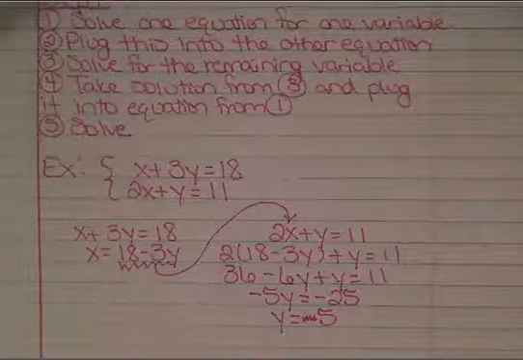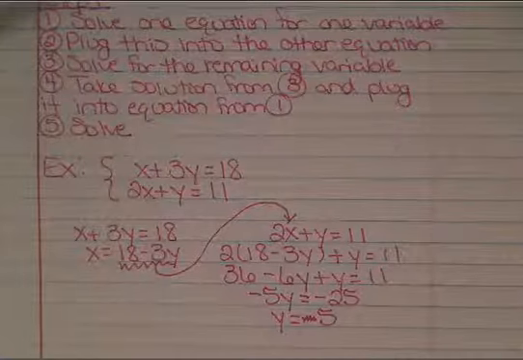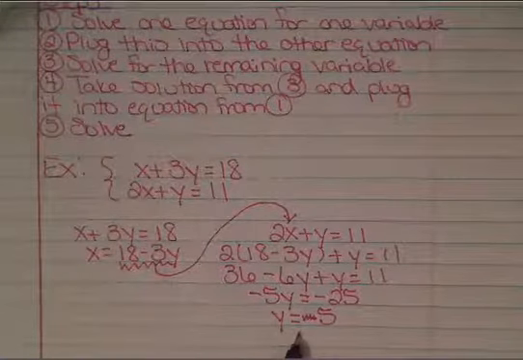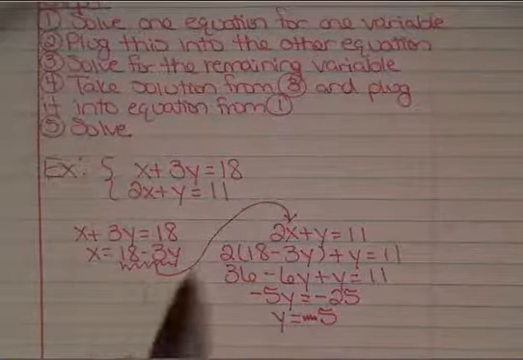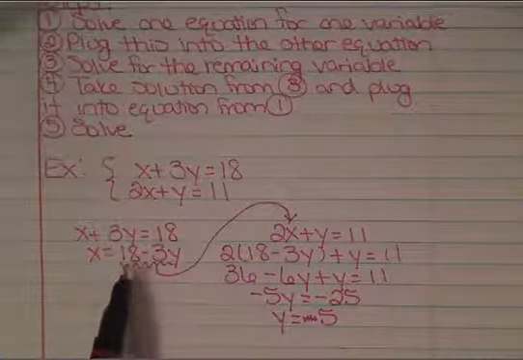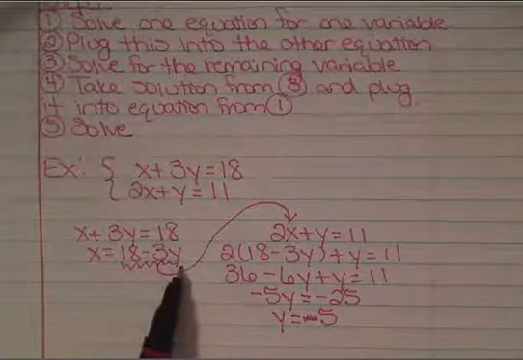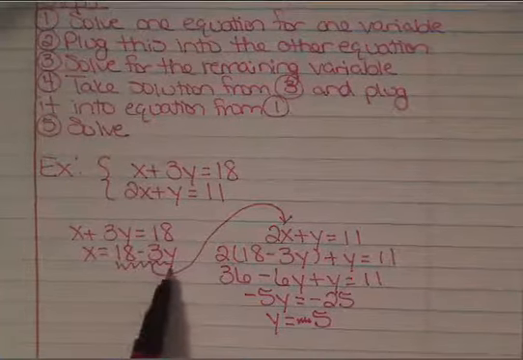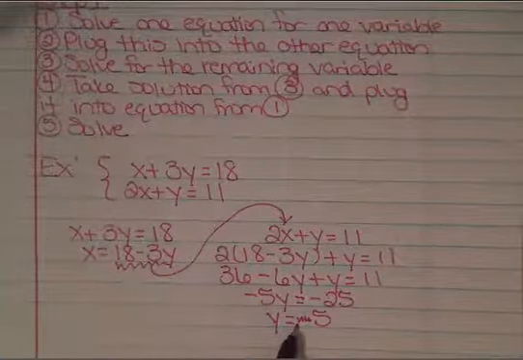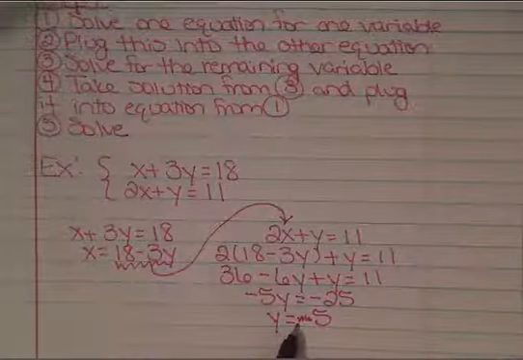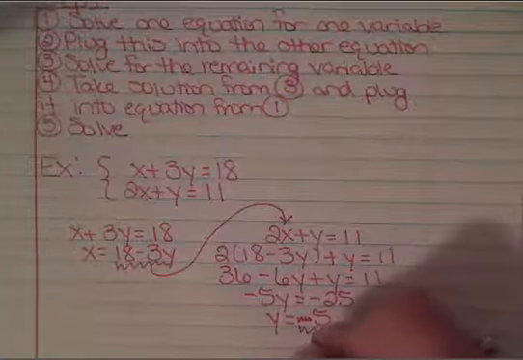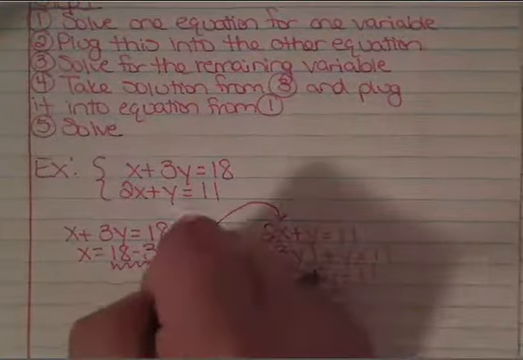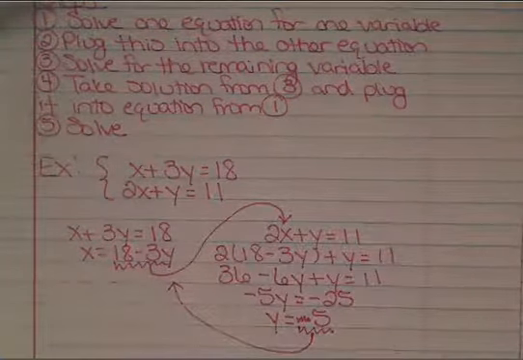So step 4 says we take this solution that we just got and we're going to plug it into the equation from step 1. That's this equation over here, the x equals 18 minus 3y. So now anywhere there's a y, we're going to plug in 5. Okay, so we're taking this right here, and we're going to plug it in over here. Lots of arrows.